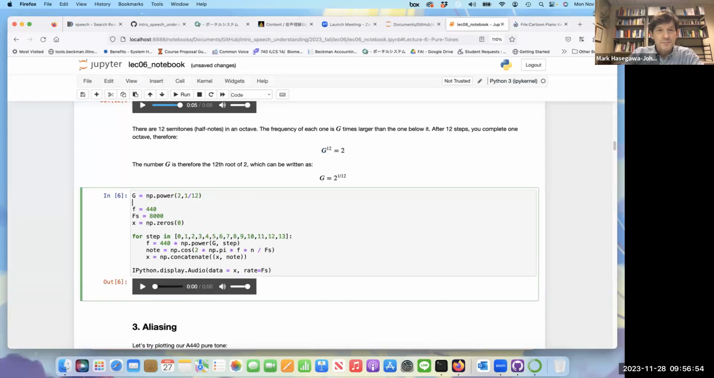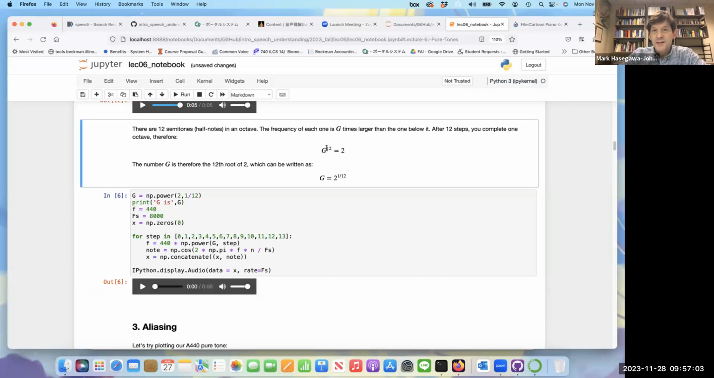It's some complicated number such that G raised to the 12th power is equal to 2. So when we take 12 steps, we go up one complete octave. And therefore, we can find out what G is by raising 2 to the 1/12th power. So here I'm going to use numpy.power in order to raise 2 to the 1/12th power. And I'll print out what G is, and you'll be able to see that it's very complicated.